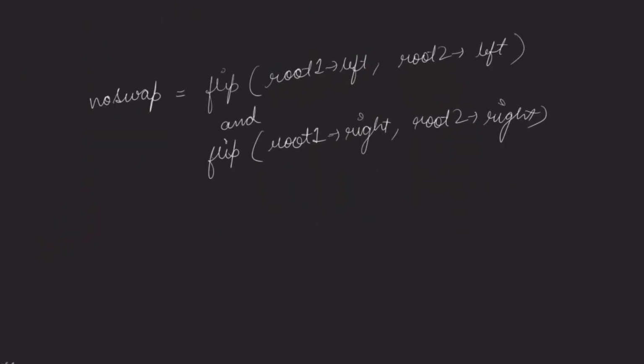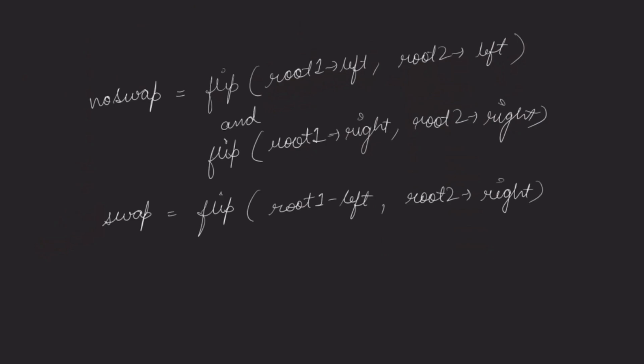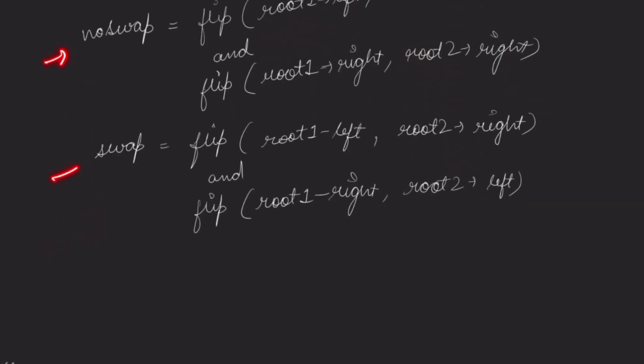Now, the other case is that we are swapping the left and right subtrees. So in that case, we'll check whether the left subtree of my first binary tree is flip equivalent to the right subtree of the second binary tree. And we'll check whether the right subtree of the first binary tree is flip equivalent to the left subtree of the second binary tree. Now, out of these two, if anyone is giving me that, okay, these are flip equivalent, then I can say that my two binary trees are flip equivalent, right?